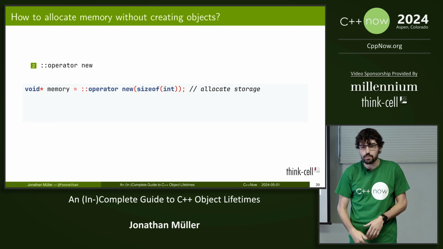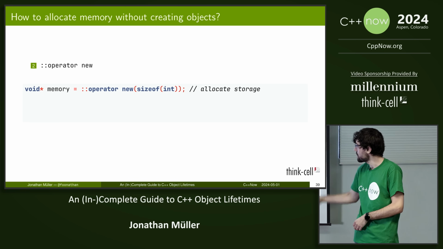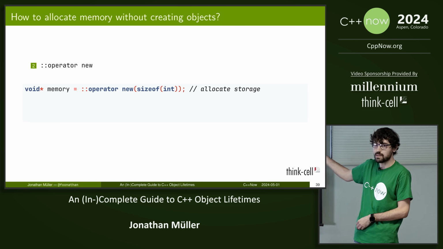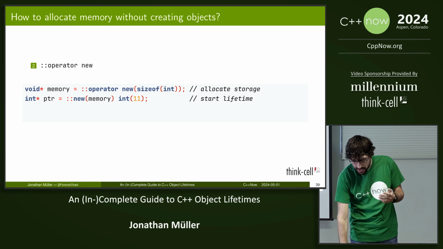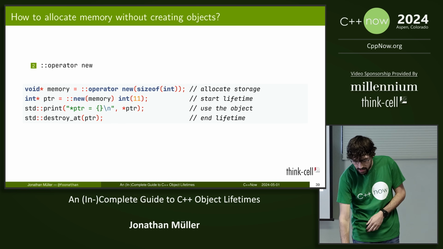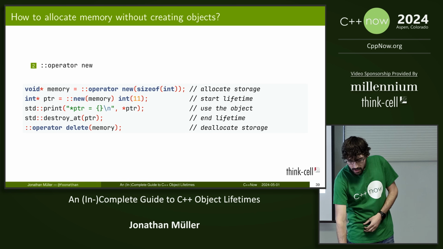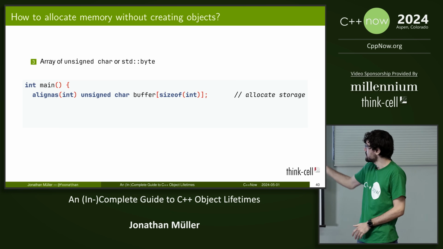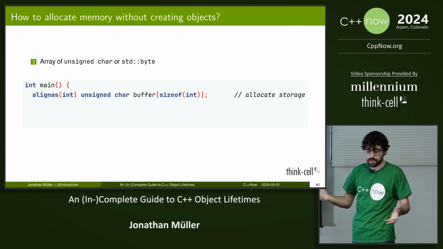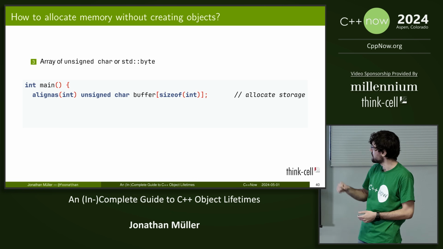Similarly, we've got operator new, which is the C++ version of malloc. So this is not the new expression. It just allocates memory. It doesn't create objects. But same deal. We can call placement new, use it, destroy it, deallocate the storage. More interesting is when you've got an array of unsigned char or std::byte. This allocates storage, in this case suitably aligned and big enough for an int.